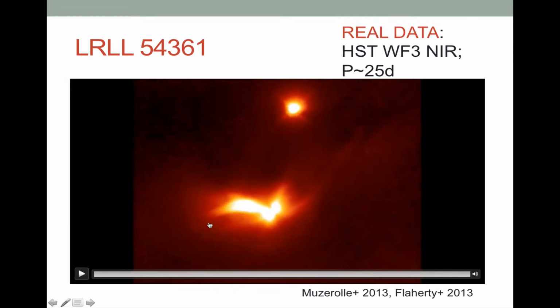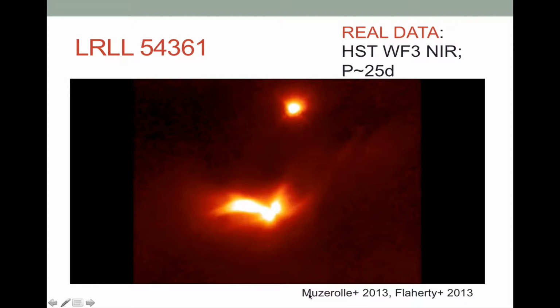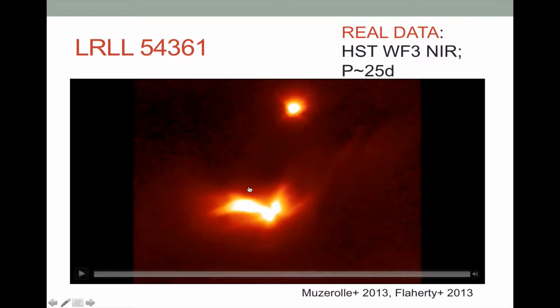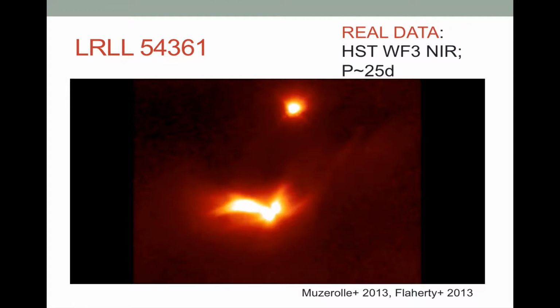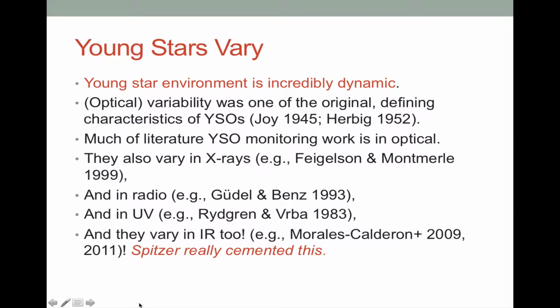So the way that these folks interpret these observations is that you have a binary on a very elliptical orbit. And when the stars come closest to each other, periastron, you end up with this brightening, and then they fade again as the stars move further away from periastron. And so you end up with this periodic substantial brightening of this system. So one thing that you should remember is that the young star environment is incredibly dynamic. It is changing all the time.